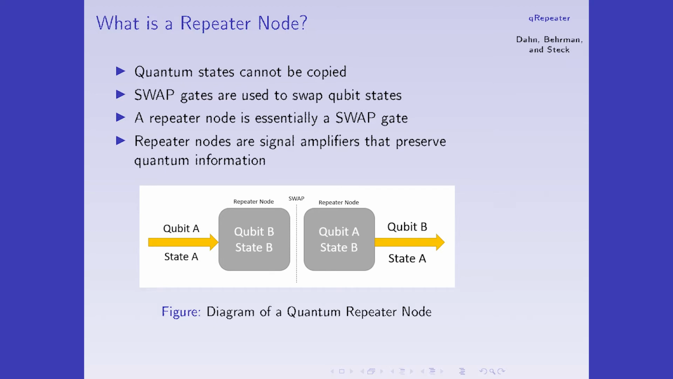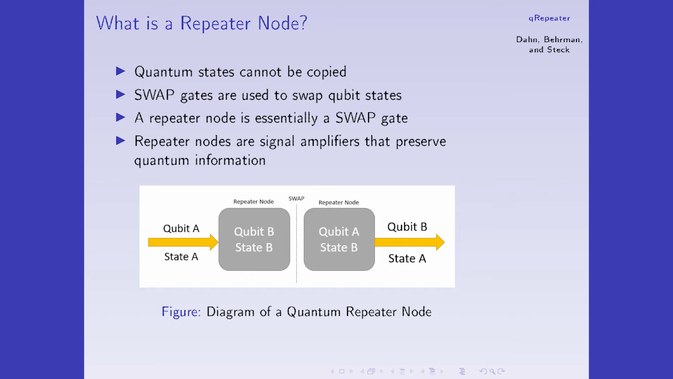So the first thing is some background. What is a repeater node? Classical repeater nodes are signal amplifiers that are embedded in long-range communication systems currently, such as fiber optic internet. How a classical repeater node works is that it takes a signal and copies it and then sends that down the line. But there's this thing with quantum information called the no cloning theorem, which states that you can't copy quantum information. So classical repeater nodes destroy any quantum information that might be present in signals.